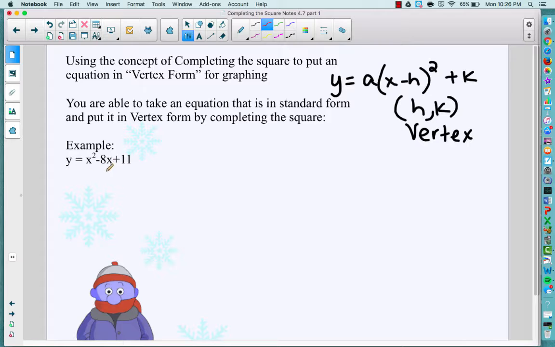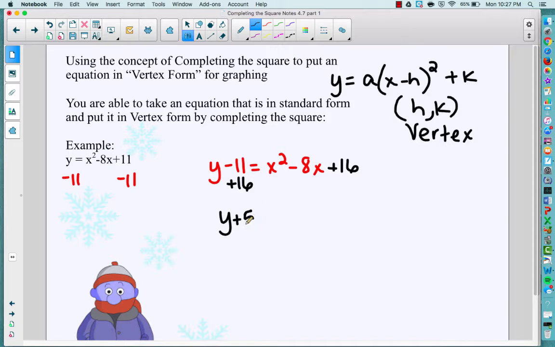All right, so here's an example. y equals x squared minus 8x plus 11. I'm going to subtract 11 to the other side. So I get y minus 11 equals x squared minus 8x. All right, now I take half of 8 and I square it, which gives me a positive 16, but I also need to add it to that 11 on the other side. So I have now y plus 5 equals x squared minus 8x plus 16. That's the perfect square trinomial.